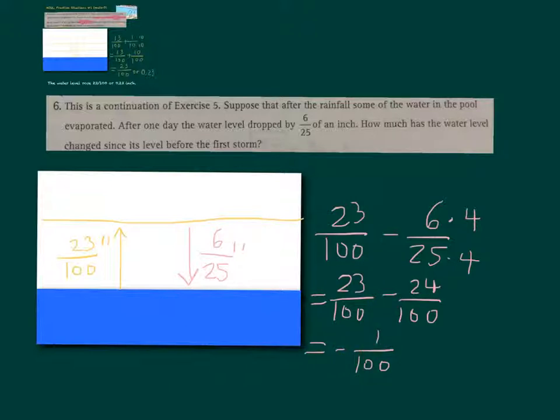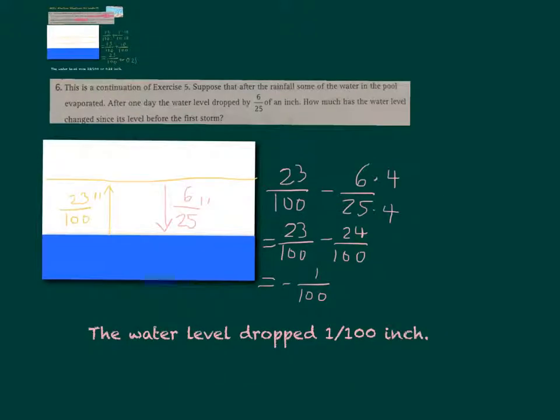Okay, so let me write it down. The water level dropped by 1/100th of an inch. And you notice that the 1/100th here is positive, but when we did our computation, my answer was negative. Since I put the word dropped there, which indicates a negative change already, we don't need to put 1/100th as a negative number. So just keep it like this: the water level dropped 1/100th of an inch. Okay, and that's that.